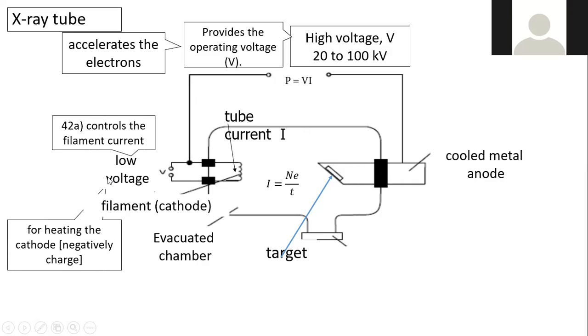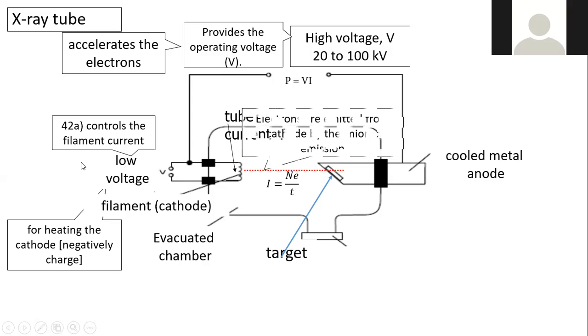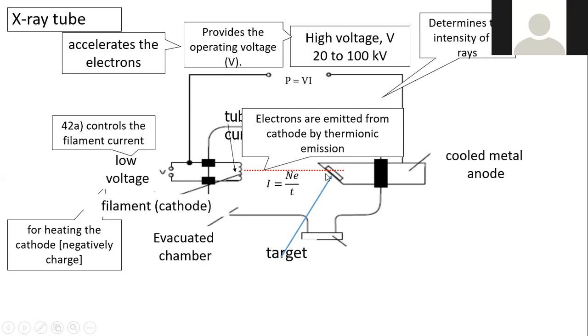So basically, control the filament current. Control the current through the cathode and the current coming out here. Okay, so if you want greater current, increase the voltage. So the electron is emitted by thermionic emission, accelerated to the anode, and hits the target. So this current determines the intensity. Think of it as the intensity: each electron will produce an X-ray. More electrons, more X-rays produced.